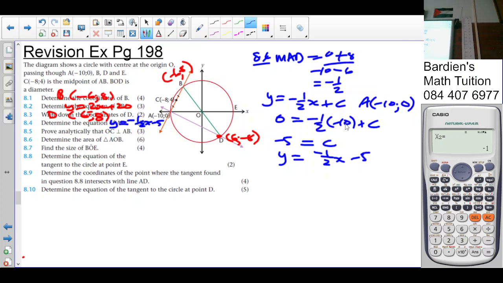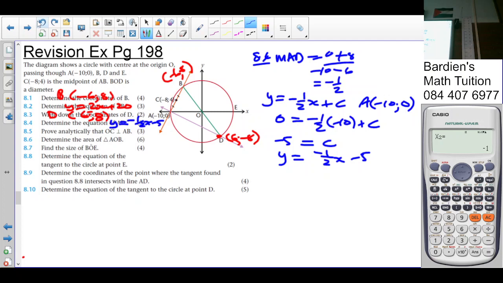Okay, 8.5. Prove analytically. Now if it says by analytical methods, because I already told you that OC, not OC, but they want OC, OC is perpendicular to AB. Now, we can say that it is perpendicular. Why? Because that is by center from center to chord. That's from Euclidean geometry rules. Not so. But if they say analytical methods, then I can only use distance, gradients, midpoints, and things like that.